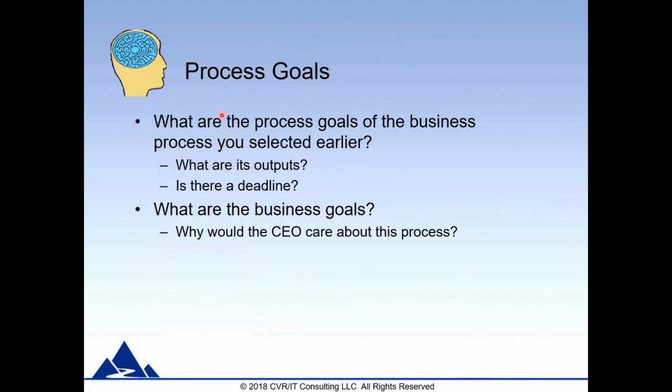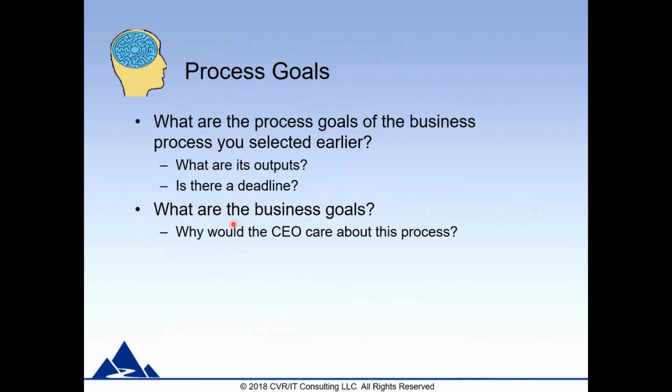So for the process you chose a few minutes ago, do you know what the tactical goals are? What are the outputs? If the process works appropriately, what comes out at the end? And do you know what the business goals are? Do you know why the CEO would care about that process? That would be the business goal. It's important for goals that we understand them at both levels. If we don't understand them at both levels, we could end up spending a lot of time and effort working on a process, making it better, and really, for what reason? And this happens.